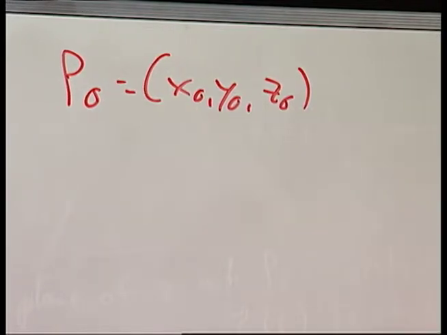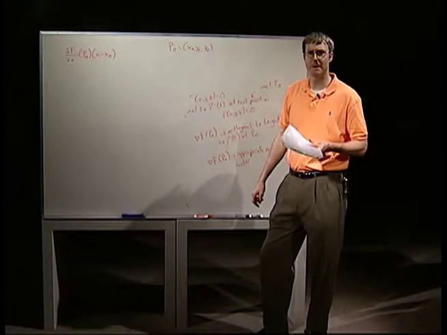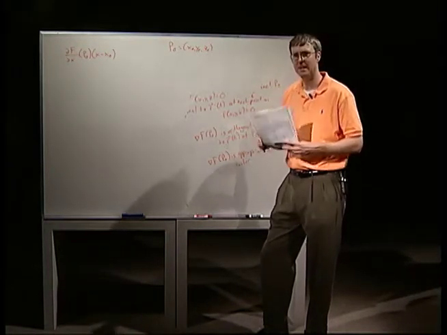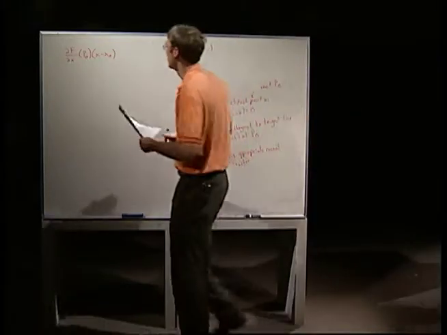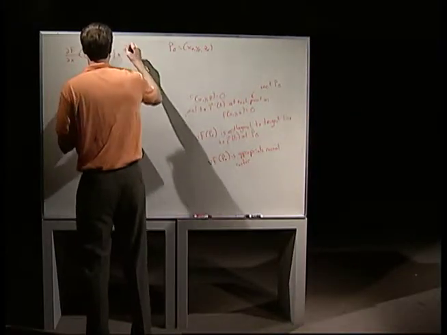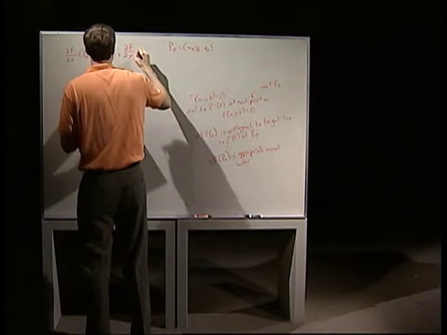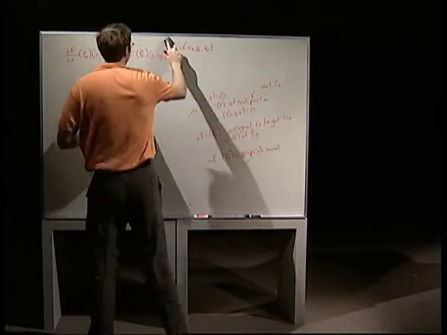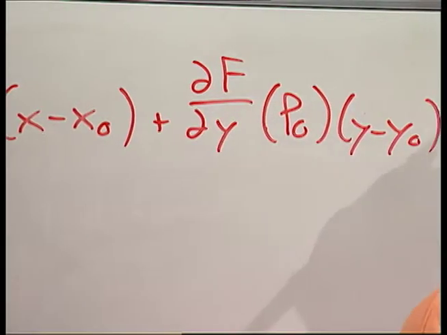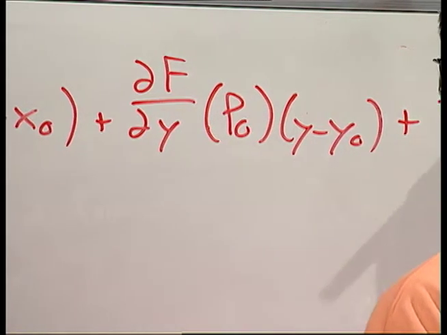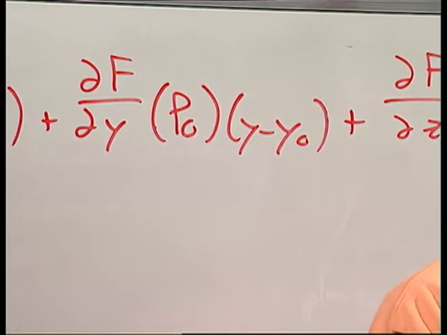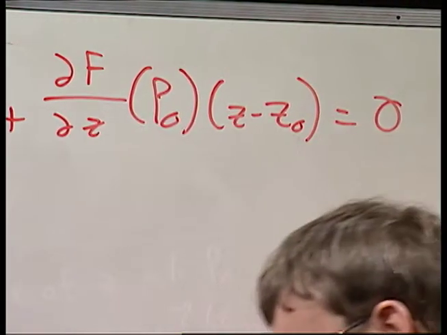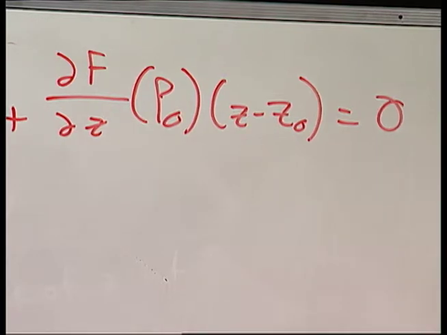So the gradient of f is partial f, partial x, p naught i, partial f, partial y, p naught j, partial f, partial z, p naught k. So this is partial f, partial y, p naught, y minus y naught. And partial f, partial z, p naught, z minus z naught equals 0. There is our tangent plane, right? So there is our tangent plane.